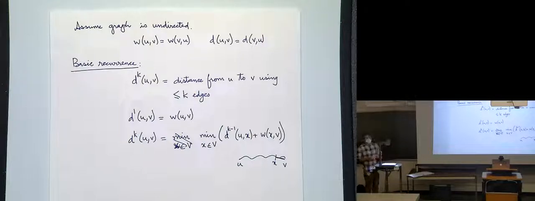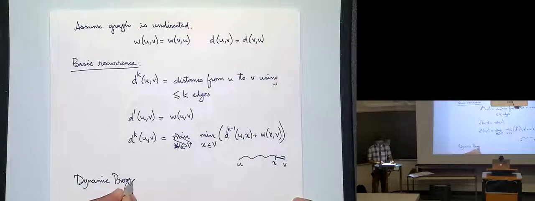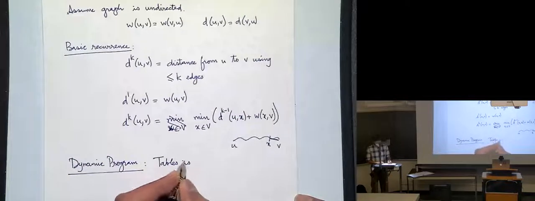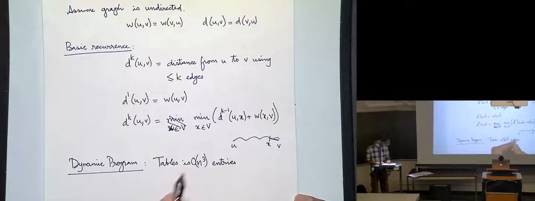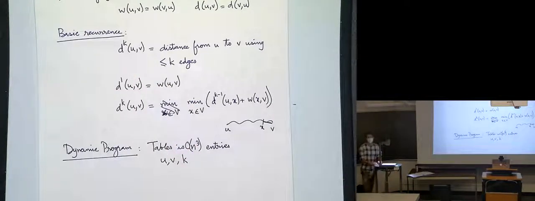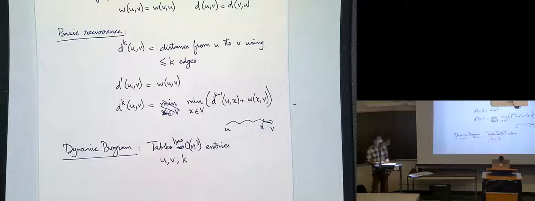So note that our dynamic programming table now actually has n cubed things because there's u, v, and there's k. Right? So if you do the dynamic program, the table has O of n cubed entries. Because there's u, v, and then there's k, and k goes from 1 to n.